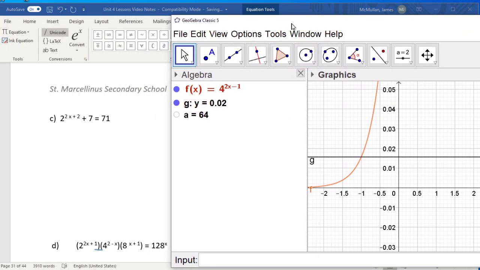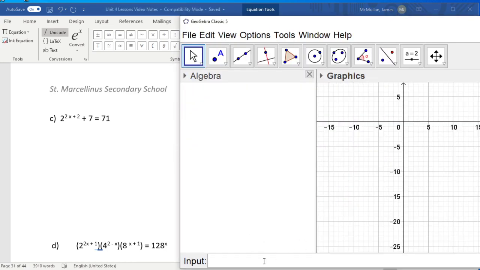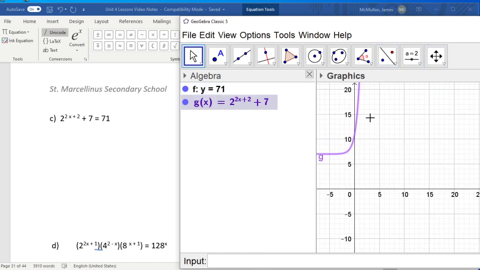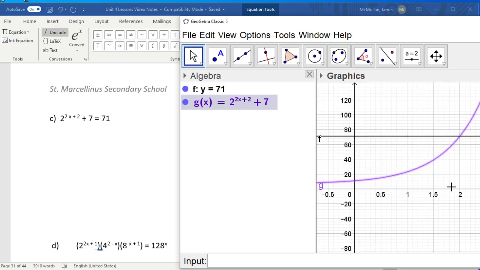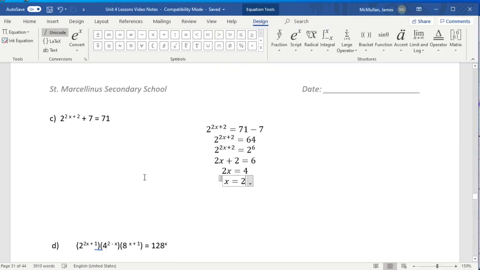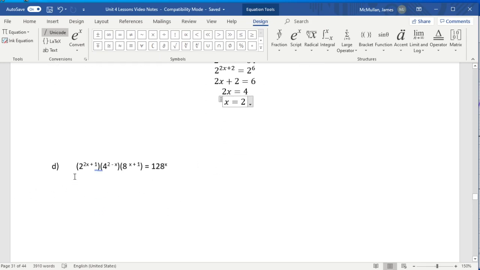So let's check this one. I'm going to draw the equation. Y equals 71. And then 2 to the power of 2x plus 2, plus 7. So I'm going to draw that equation. So I've got two equations here, and I can see they cross each other when x is equal to 2, which is what we said. Okay?